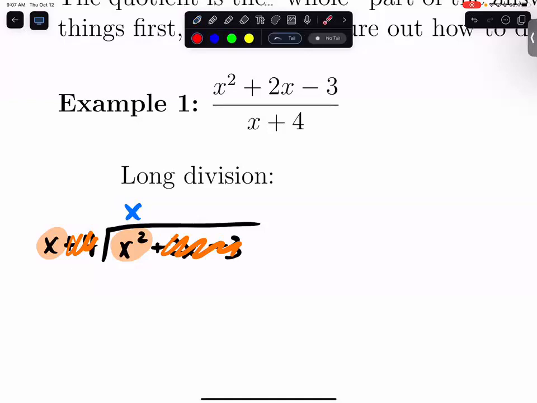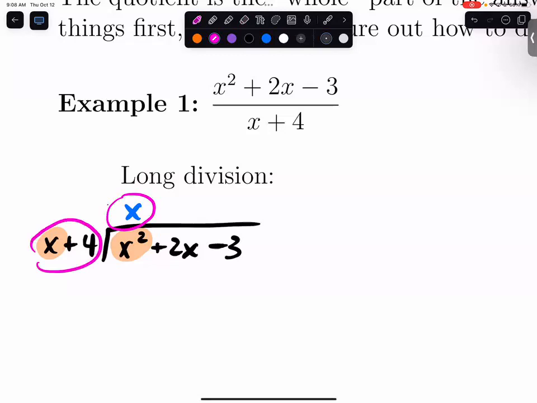Then we multiply, right? We figure out, okay, well, what is this times that? I was able to kind of ignore the +4 part to determine how many whole times it goes in. Now I have to actually look at it. So now we're going to take this and multiply by this. So what's x times x plus 4? X squared plus 4x.